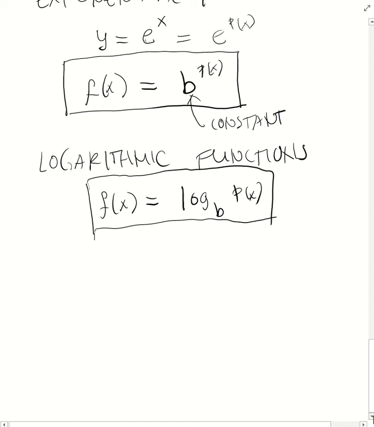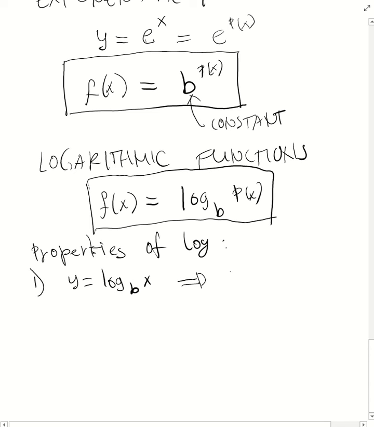There are some properties for logarithms. Why is it defined as the opposite or inverse of exponential? Because of these properties. So let us look at some properties of logs. This is just a review of your pre-calculus or algebra. So 1, y is equal to log b of x. This is equivalent to b raised to y equals x. This is the reason why the exponential functions are the inverse of logarithmic functions.